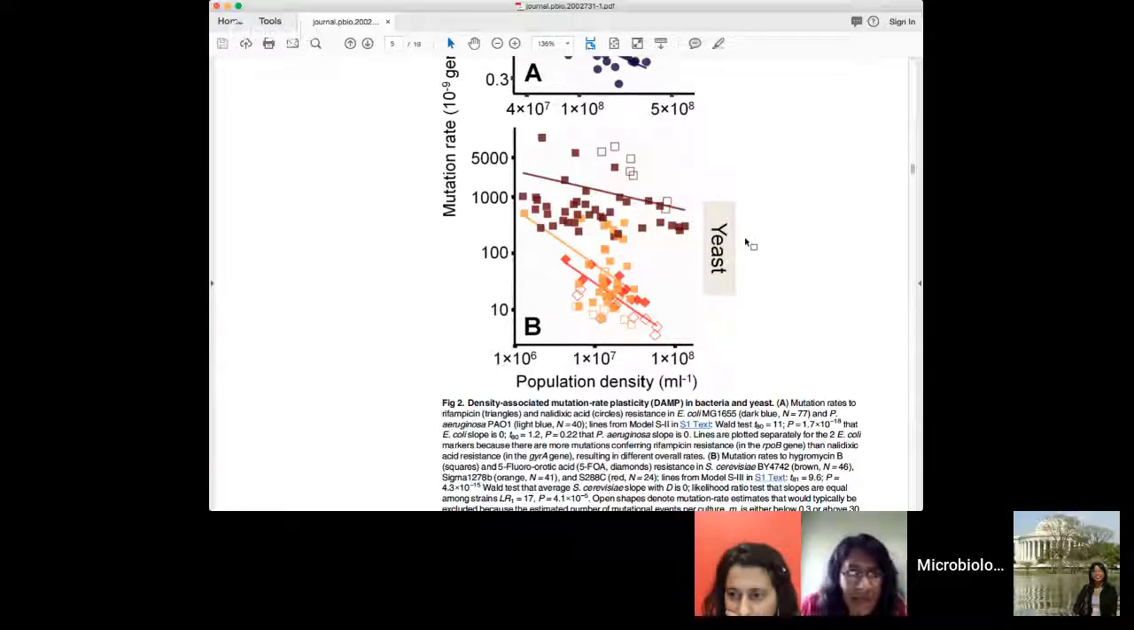Let's see. So they're saying that basically what's happening is within Saccharomyces cerevisiae, you're seeing plasticity in this phenotype. You're seeing that some strains demonstrate density-dependent mutation rate variation more strongly than other strains. Thoughts on this?